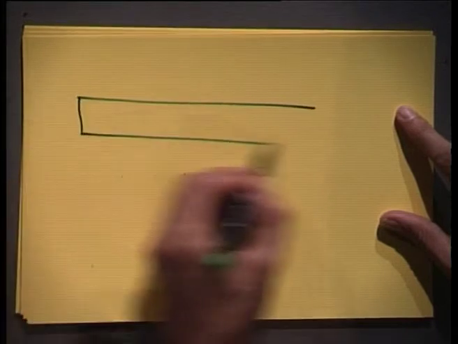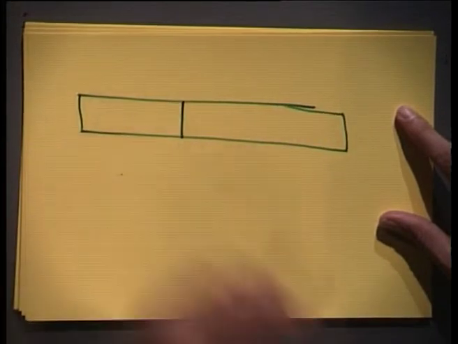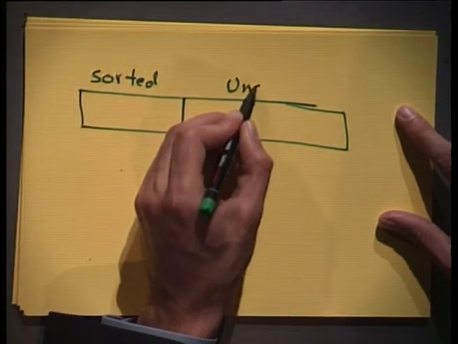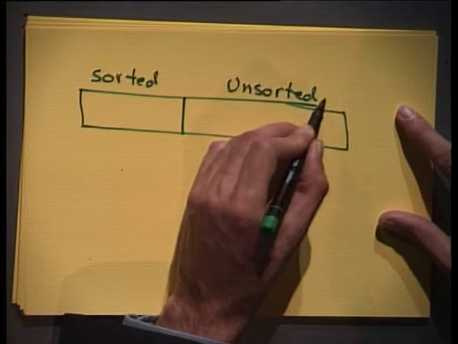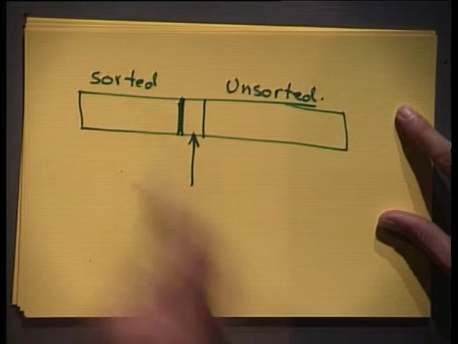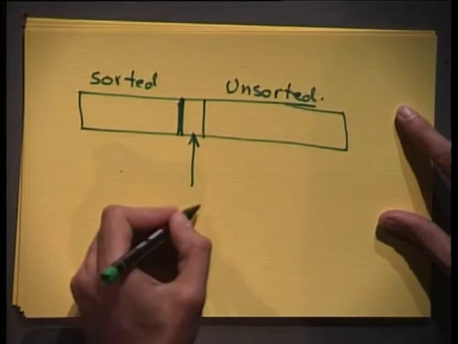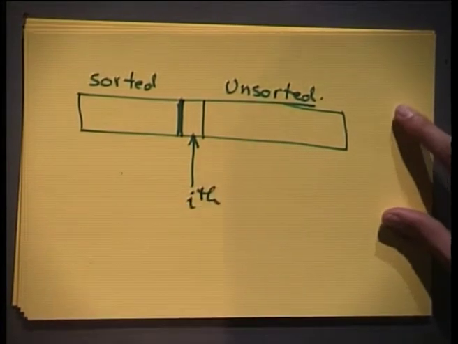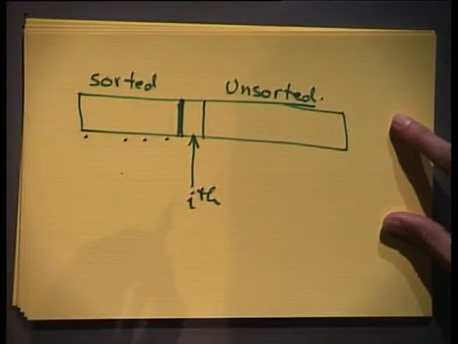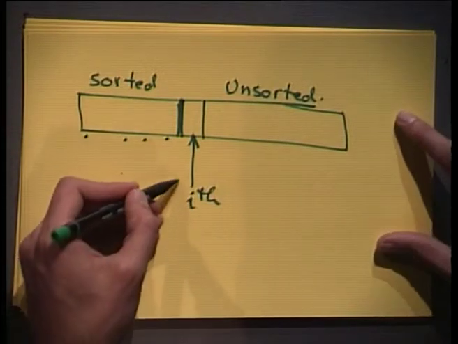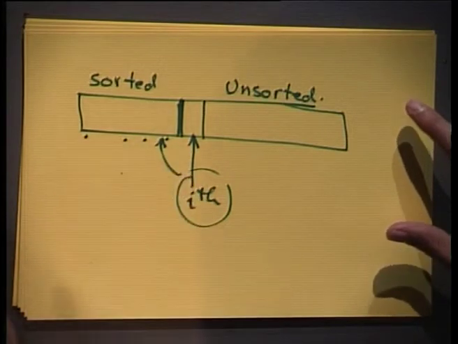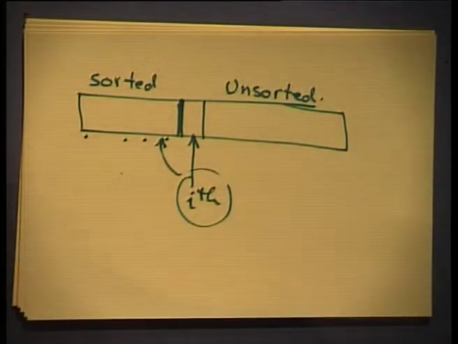Here's my list, something like this, and it's divided into sorted and unsorted. I'm at element i. This is the wall which separates the sorted from the unsorted. Okay, so this is the ith element in the list now. This is element i-1, i-2, i-3, down to 0. So I'm going to compare this with the previous one. And if it's smaller, then I have to push, right? So let's see how we do that.